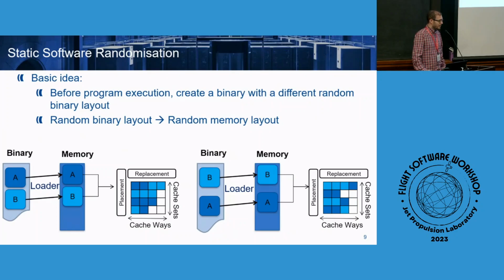The idea of static software randomization is that before the program execution, we create a different binary with a random binary layout. And when we load this binary in memory, it will have a different memory layout. And because of the mapping of the memory to the cache subsystem, this will also change the mapping of the cache, the conflicts that we are going to get inside the cache, and this will be translated to different execution times per execution.